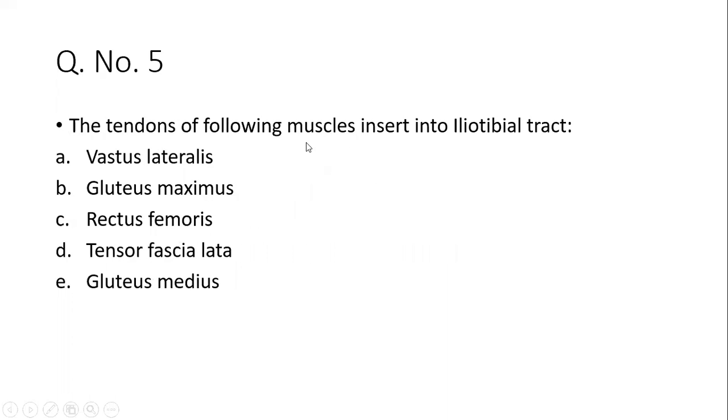The tendons of the following muscles insert into the iliotibial tract: vastus lateralis, gluteus maximus, rectus femoris, tensor fasciae latae and gluteus medius. Again, a true-false question. You have to answer the questions and label the options as true or false. So again, there can be more than one true option and more than one false option.